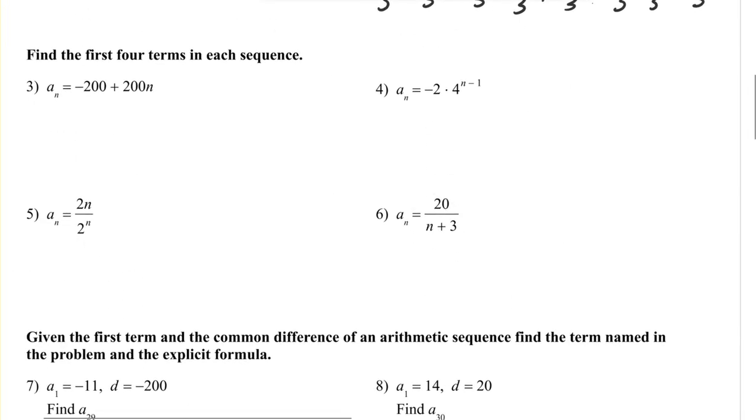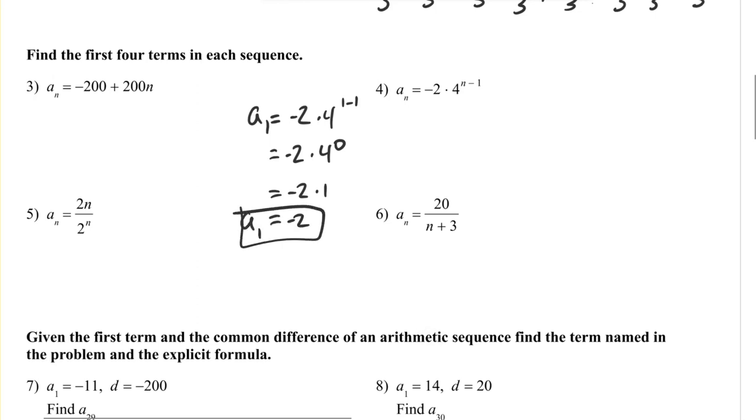Next question, I already did the first one for us, so find the first 4 terms. So we're just plugging in numbers. Our first term is going to be negative 2 times 4 to the 1 minus 1 power. So that's negative 2 times 4 to the 0 power. Remember, anything to the 0 power is 1. So our first term is negative 2.